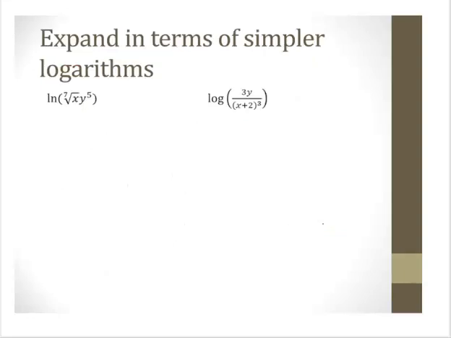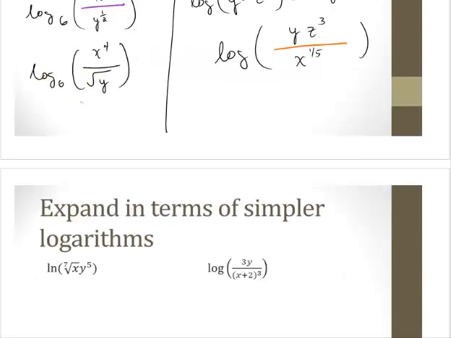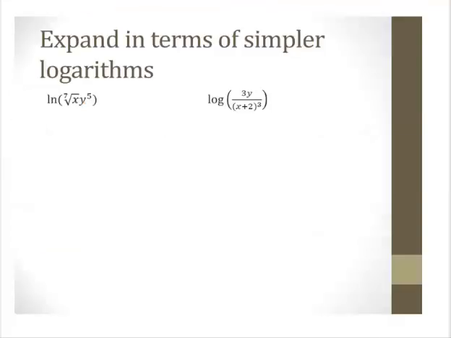Let's use the ideas in the other direction. Let's expand in terms of simpler logarithms. Here we have the natural log of the 7th root of x times y to the 5th. The first thing that I can do is rewrite this natural logarithm of a product. I can write it as a sum of two natural logarithms.